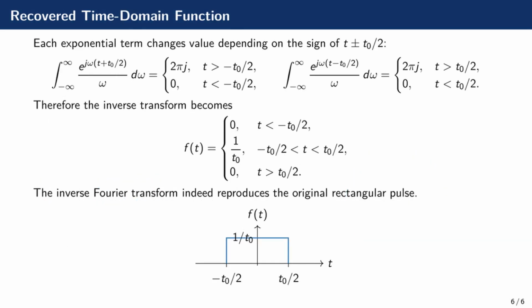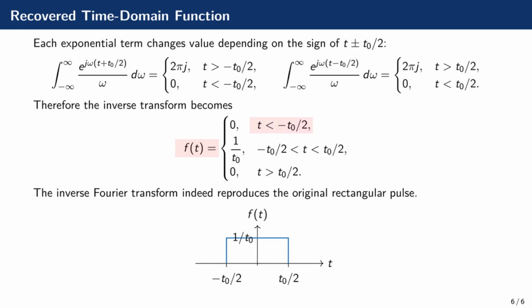Now let us evaluate the two terms. For the first term, which contains t plus t0 over 2, we obtain 2 pi j when t is greater than minus t0 over 2, and 0 when t is less than minus t0 over 2. For the second term, which contains t minus t0 over 2, we obtain 2 pi j when t is greater than t0 over 2, and 0 when t is less than t0 over 2. So the final result changes depending on the value of t.